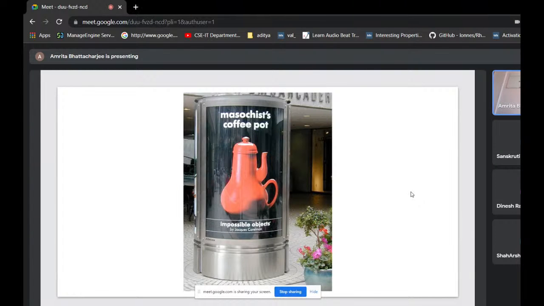Okay, so one example of a bad design, though aesthetically nice. As you can see in this image, it's a coffee pot. The design is named the impossible objects. If you look aesthetically, the coffee pot looks very nice. But if you think from the point of view of usability, then it is not at all possible to use it, or you can say the design is not at all able to serve the purpose for which this particular product is made.